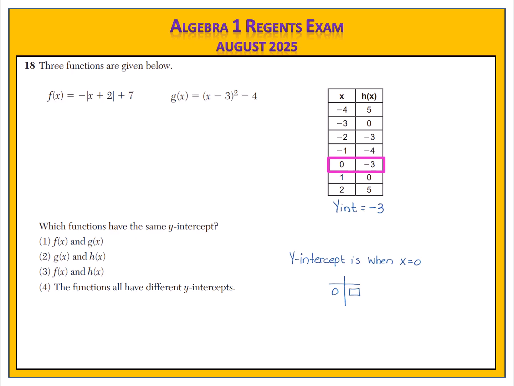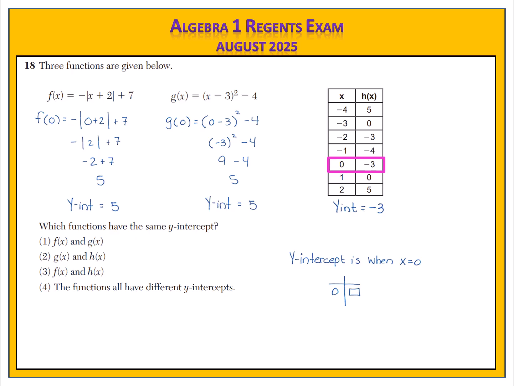Now, the two other functions, we have a couple of choices. One choice is we can use the idea that the y-intercept is when x is 0 and simply substitute 0 in place of x. Use that to calculate the y value. For function f, the y-intercept is 5. In function g, I do the same. I substitute 0 in place of x and I evaluate. The y-intercept is 5 when x is 0.